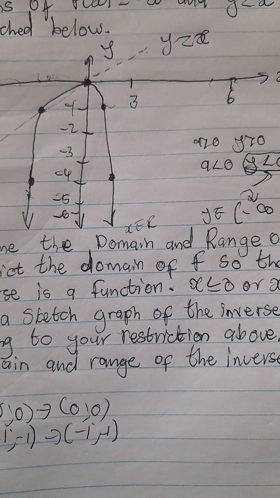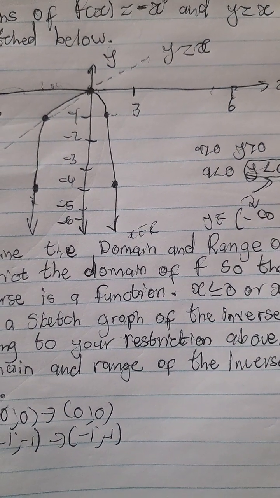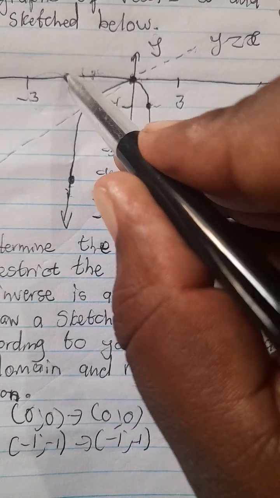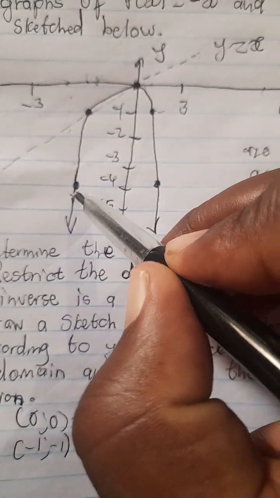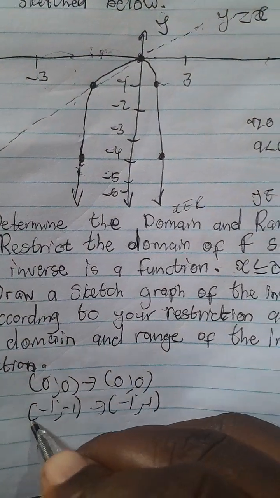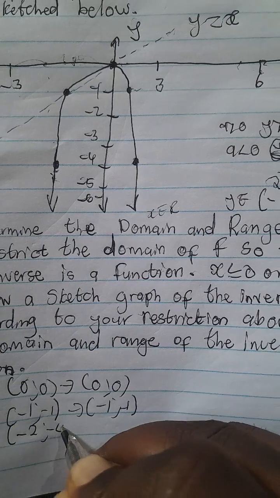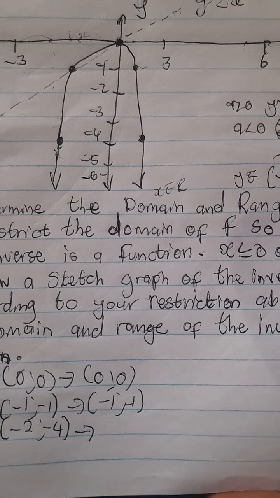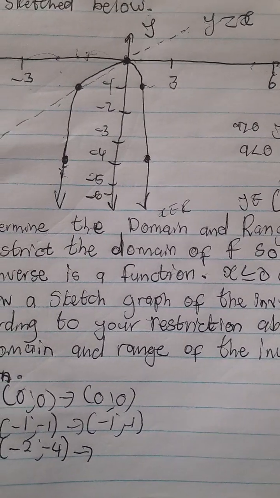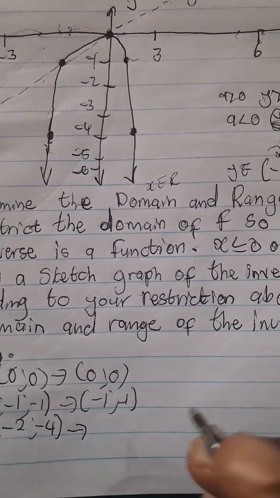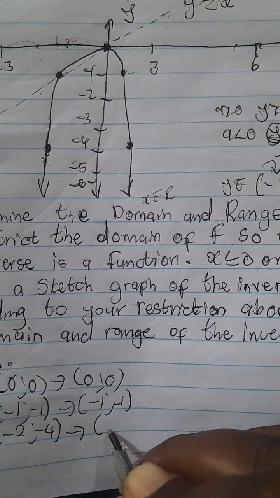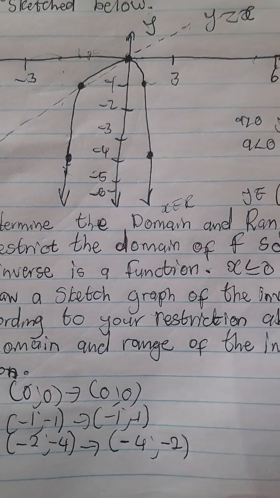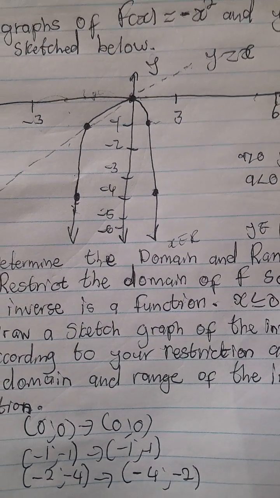Let's also consider negative 4. We have 0, negative 1, negative 2, 1, 2, 3, 4. So this can be (-2, -4). Sorry for my sketch, guys, it's not that accurate because I didn't use a ruler. I advise that you use a ruler so that you do things correctly. When you swap here, we're going to have (-4, -2). Remember, we interchange the coordinates.